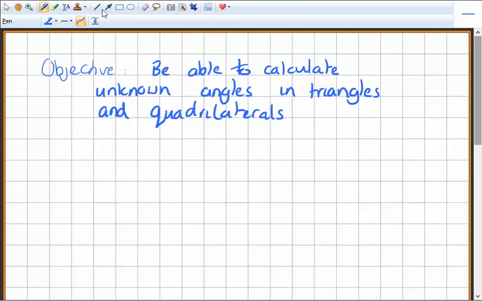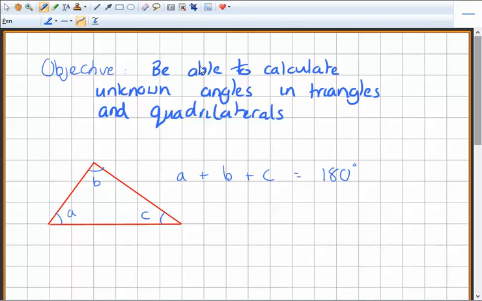So, for instance, we know that in any triangle, we have three angles, A, B, and C. If I do A plus B plus C, I get 180 degrees. Now that's true for any triangle at all.